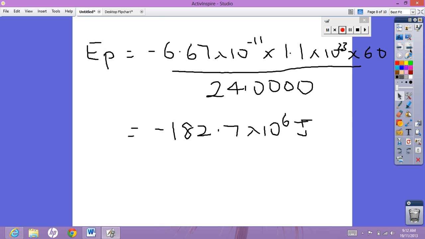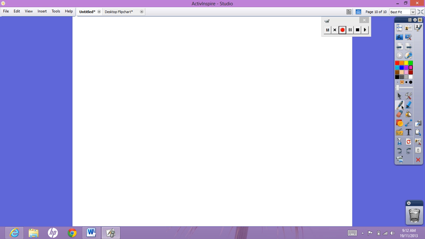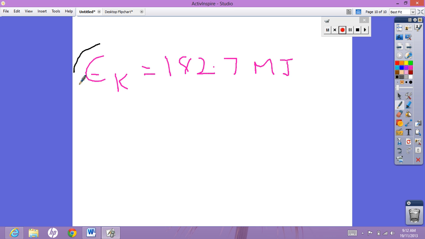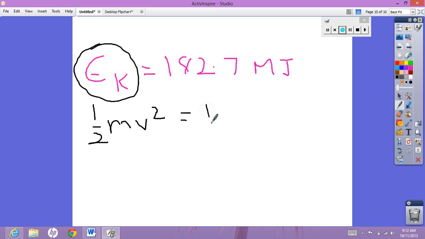Okay, so now we know the kinetic energy needed. We know that the kinetic energy needed is 182.7 megajoules. So to work out the velocity, the escape velocity required, we're going to substitute the formula for kinetic energy, which is a half mv squared, and that is very importantly a little m v squared. And I'll come back to that in a few moments. So just completing the sentence, and that's by 10 to the 6.